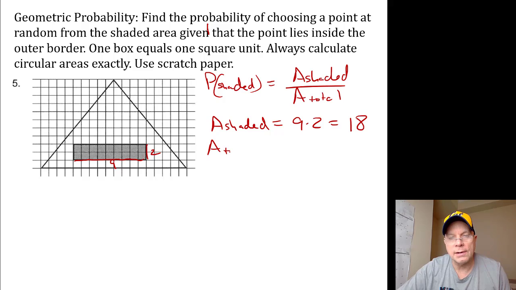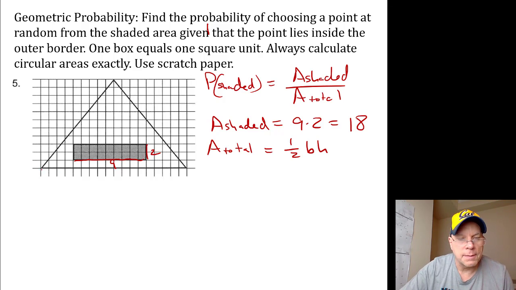The total area is the area of a triangle. So it's 1/2 base times height. You know, it would have been smarter. This is 9, plus 5 more than that, so 14, plus 4 over here, 18. That base is 18 if I did it right.